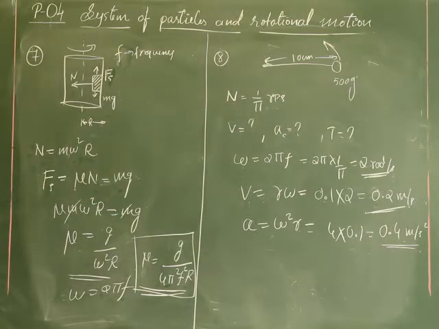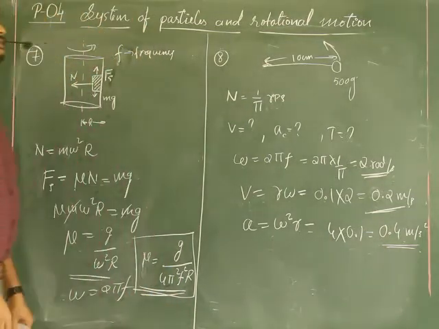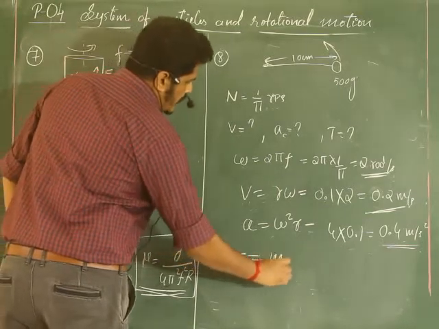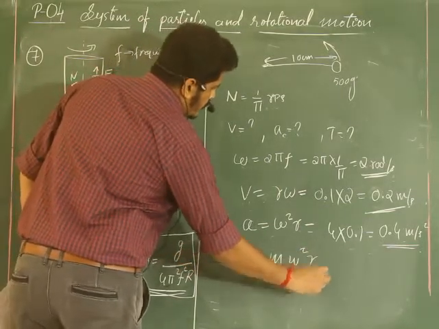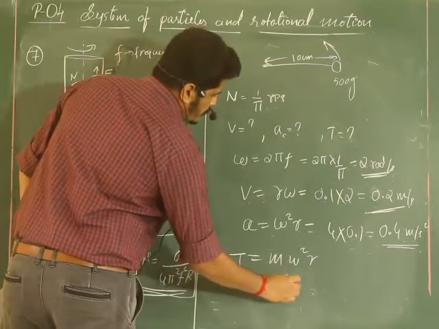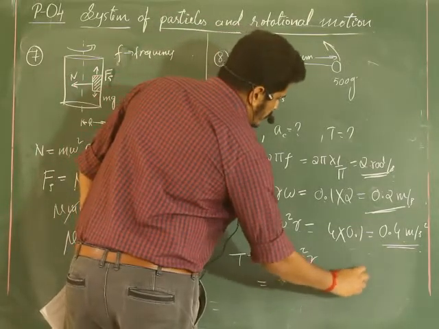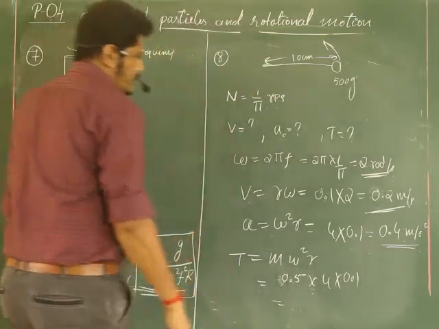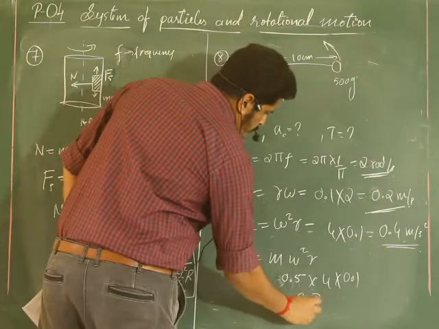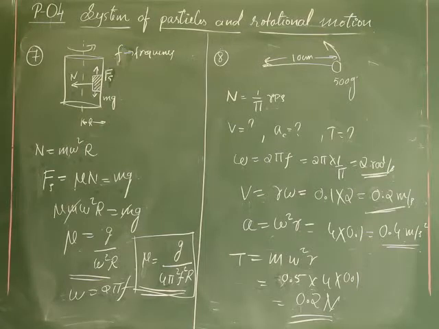Next, we require tension. Tension in the string will be equivalent to the force which is directed towards the center. So I can write m into a, where a is acceleration, that is omega square R. Mass is 500 gram, that means 0.5, into omega square, that is 4, R is 0.1. Finally, 2 into 0.1 is 0.2 Newton tension. So the final answer is option C.